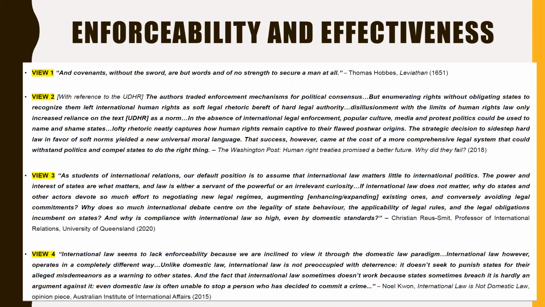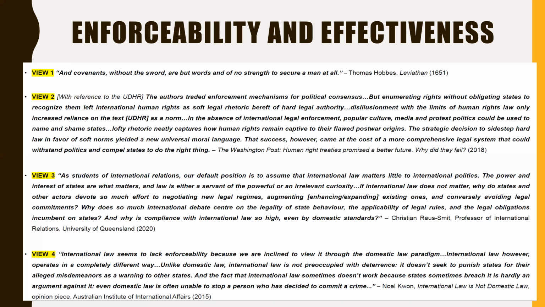It says, "and covenants without the sword are but words and of no strength to secure a man at all." So basically, these international laws are just words. There's nothing to them. They're not very important. A lot of students will say that about international law. They say that it lacks enforcement. States don't actually follow it, so why do we have to do it? It's not very effective because states break international law and it's just words. That is obviously partly true.